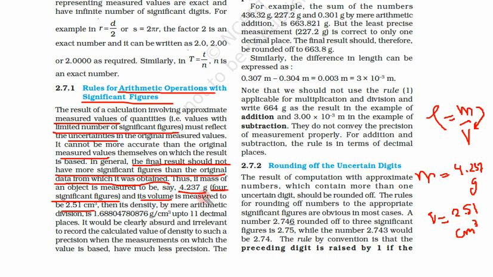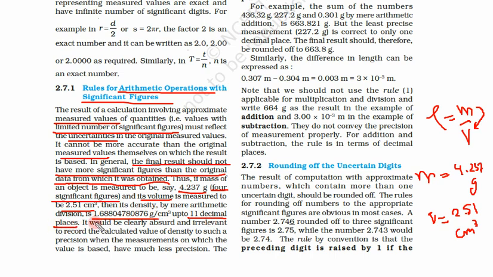So if we put these numbers, 4.237 gram divided by 2.51 in any calculator, this would be the result: 1.6880478086 gram per centimeter cube. This has 11 decimal places.